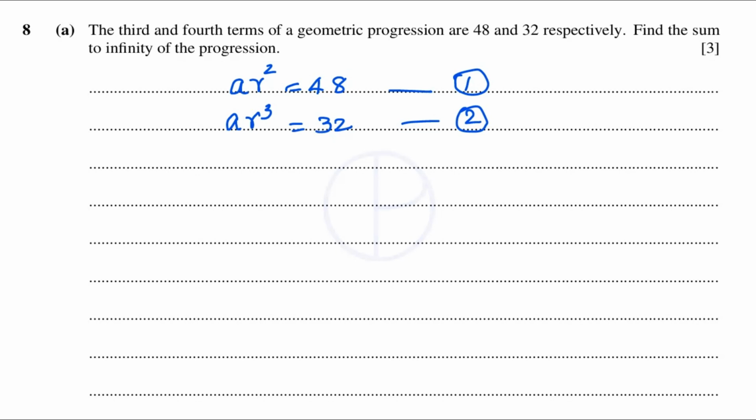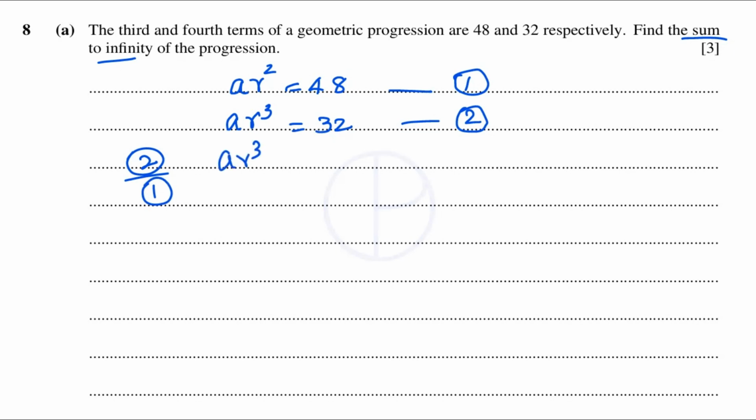So we need to find the sum to infinity. What is the formula to find the sum to infinity of the progression? Sum is equal to a divided by 1 minus r. So we need to find the value of a and r. From these two equations we need to find a and r. So let's divide equation 2 by 1.